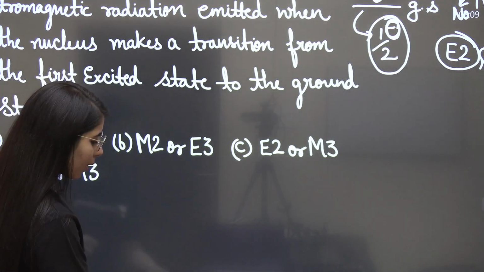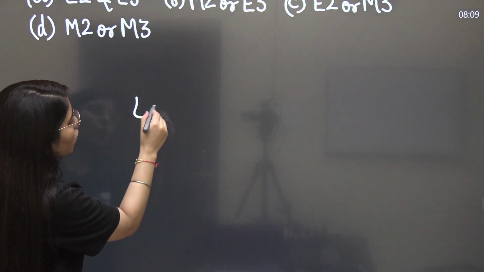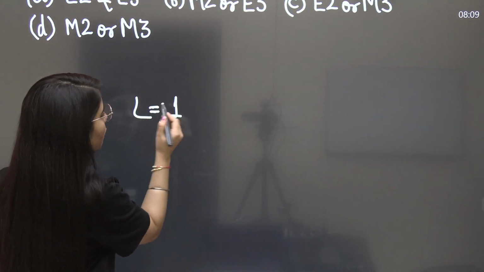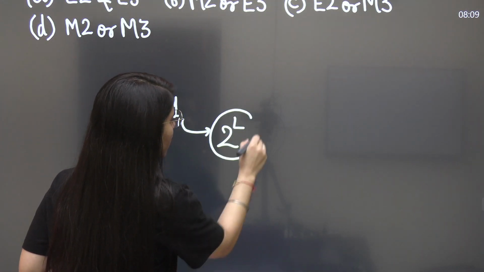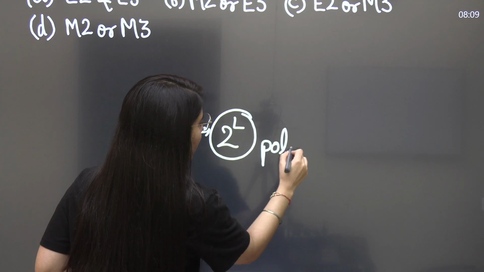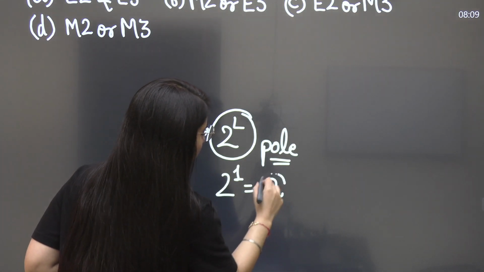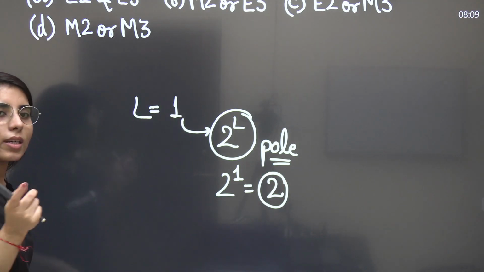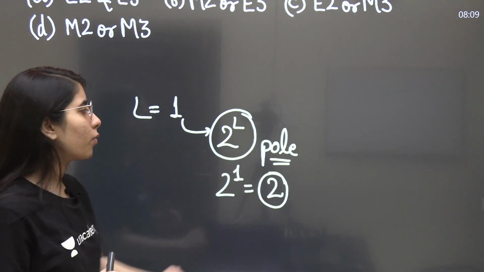One more thing I'm going to tell you guys. The L value tells you about the pole. So what will be the pole? 2 to the power L tells you about the pole. When L is 1, it will be 2 to the power 1, that is 2. So it is going to be a dipole. Clear? Dipole. The reason behind it is that 2 is the value you have got.